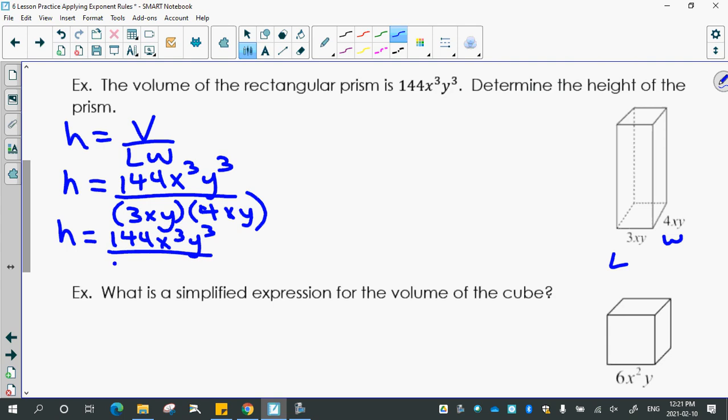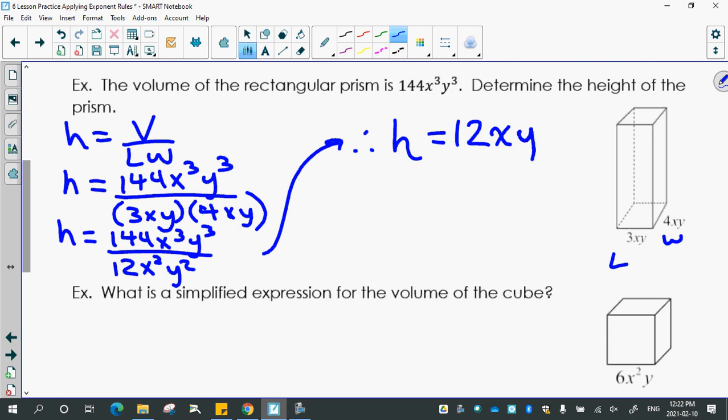So 3 times 4 is 12, x times x is x squared, y times y is y squared. And then dividing, 144 divided by 12 is 12. X cubed divided by x squared is just x to the 1, which is just x. And then y cubed divided by y squared is just y to the 1, which is just y. Okay? Great.